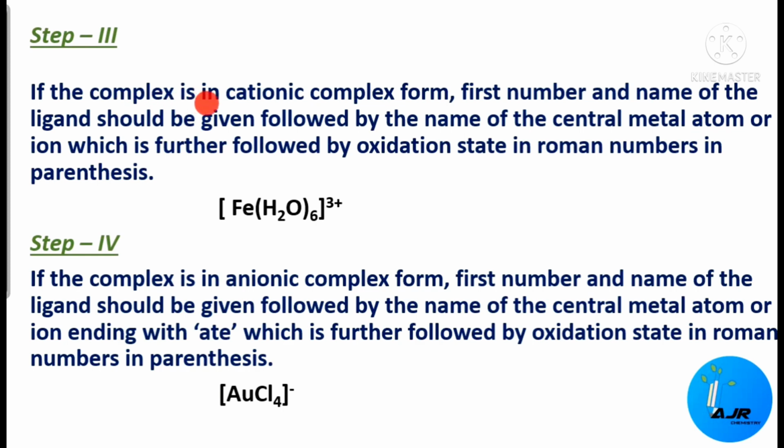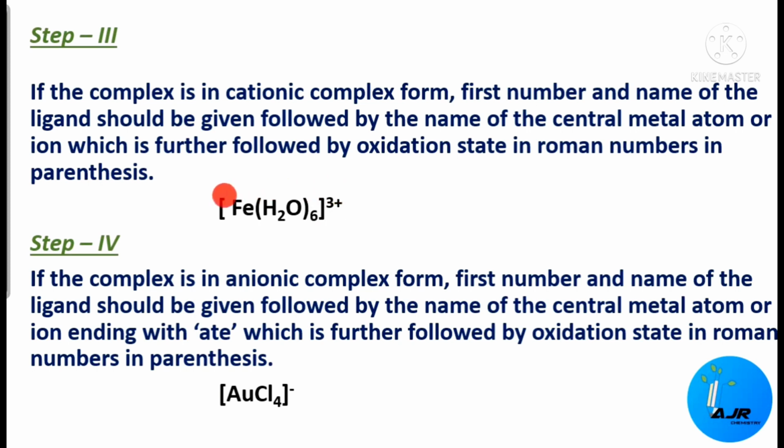If the complex is in cationic complex form, see here I have given an example. This is the complex ion, and this complex ion is a cationic form. We have 3 plus at the top of the square bracket, so it is a cationic complex. If this is the case, then the number and the name of the ligand should be written first, followed by the name of the central metal atom or the ion.